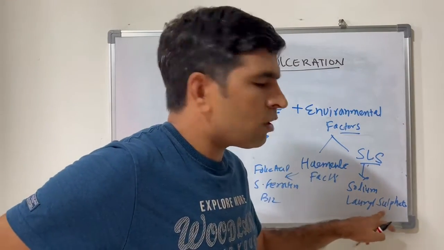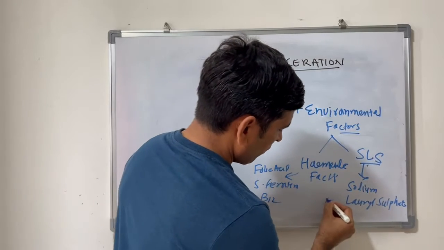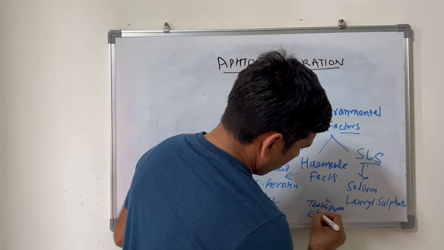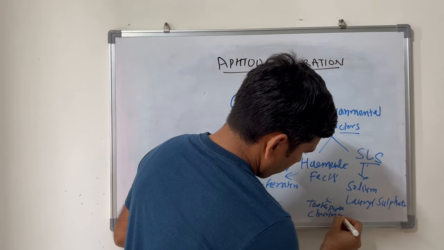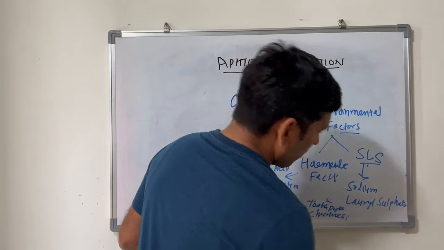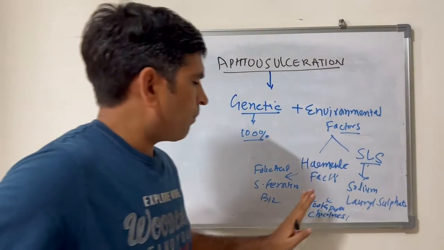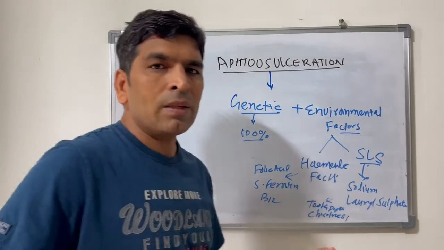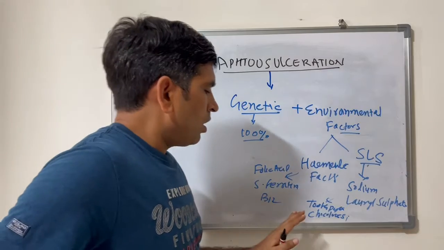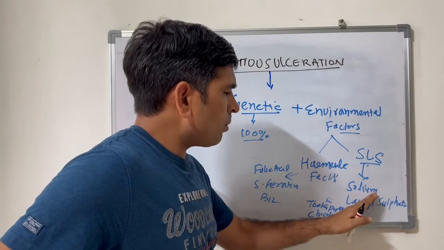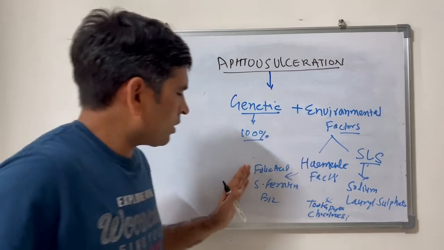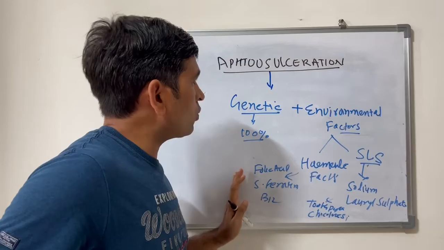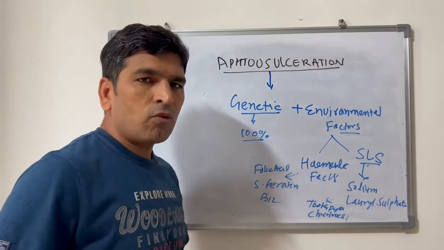What are sodium lauryl sulfate containing agents? Like toothpaste, chocolates, and benzoate containing food items and substances. So sodium lauryl sulfate and folic acid, ferritin, B12 deficiency with genetic factor may induce the formation of Aphthous ulceration.